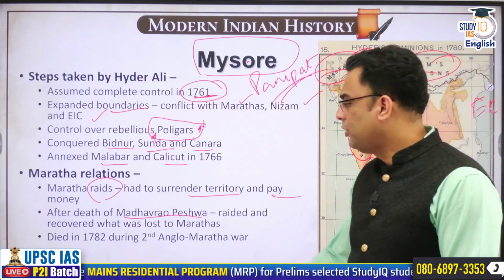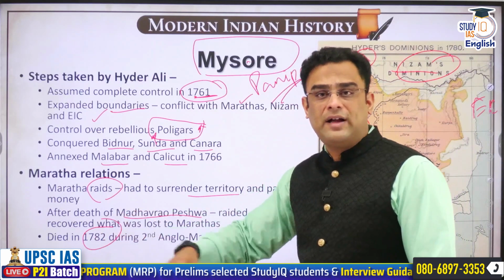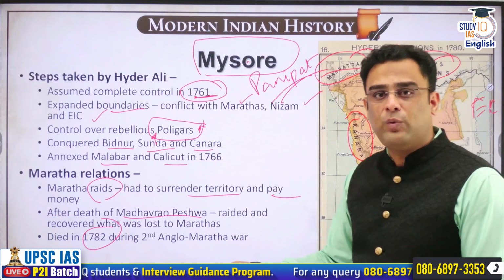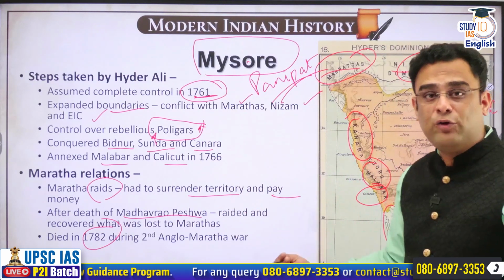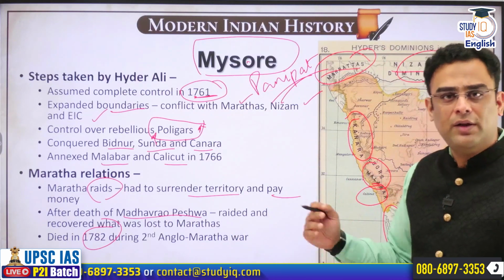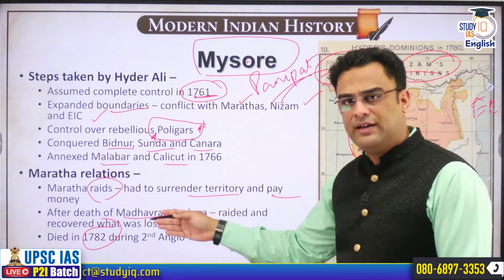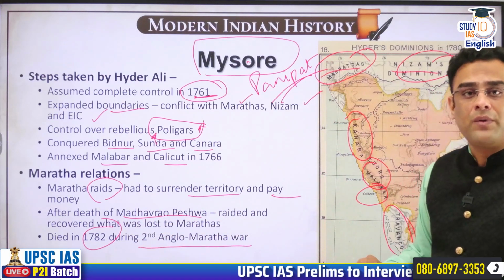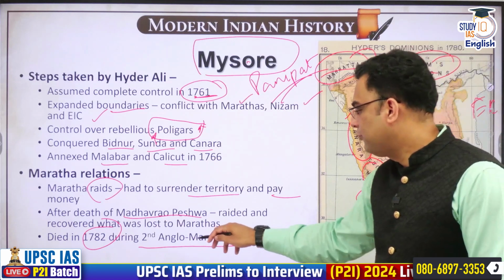He fought long wars with different powers, including with the British. And in the first Anglo-Mysore War, he was victorious. In the Second Anglo-Mysore War, for 2 years, he gave a very great fight to the Britishers, and he died of cancer in 1782, right during the Second Anglo-Mysore War. I'm sorry, this should be Mysore.